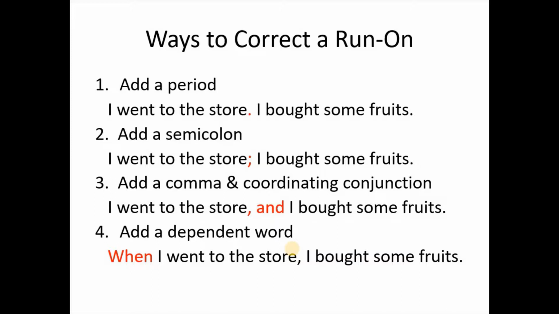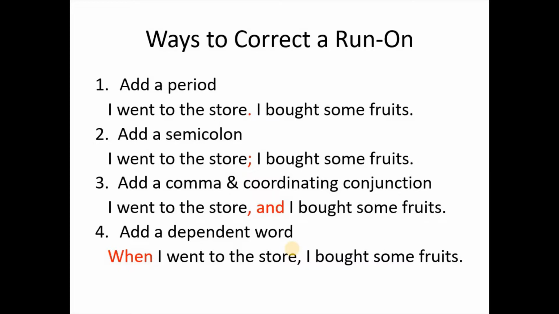Number one is add a period. Just put a period and make the two independent clauses that make one sentence into two sentences. "I went to the store. I bought some fruits." The second option is add a semicolon. I'm using the same example to make it easy for you. "I went to the store; I bought some fruits." So joining two independent clauses as in number 2 with just a semicolon is completely fine, but not a comma alone.